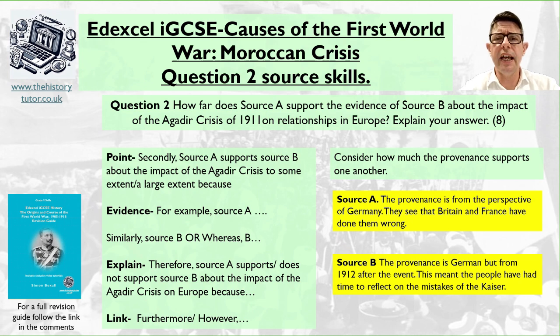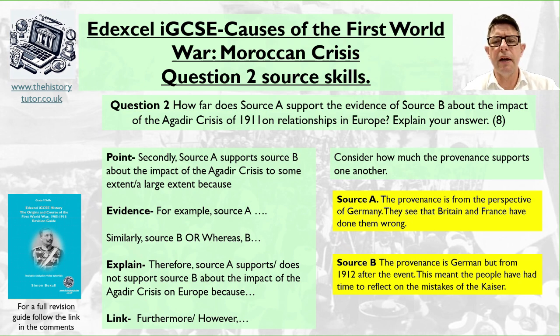So source A, the provenance is the Kaiser, and so obviously he's going to be positive about what he does. Source B is after the event and seems to be quite critical, having the benefit of hindsight after the event. So maybe we could explain that type of idea, about how they are not really supportive of one another. So you can see how we're going to do this.